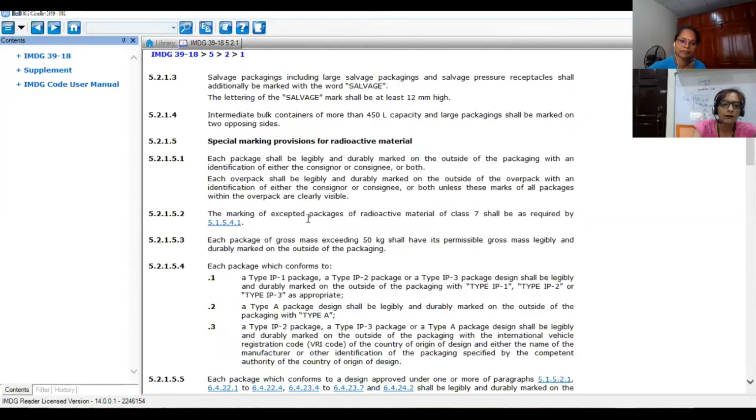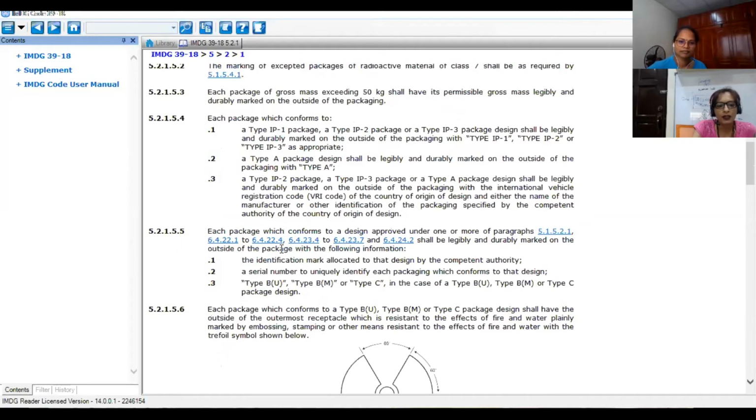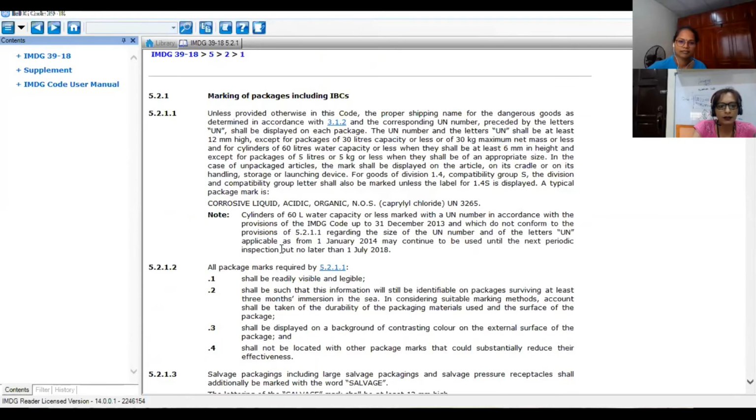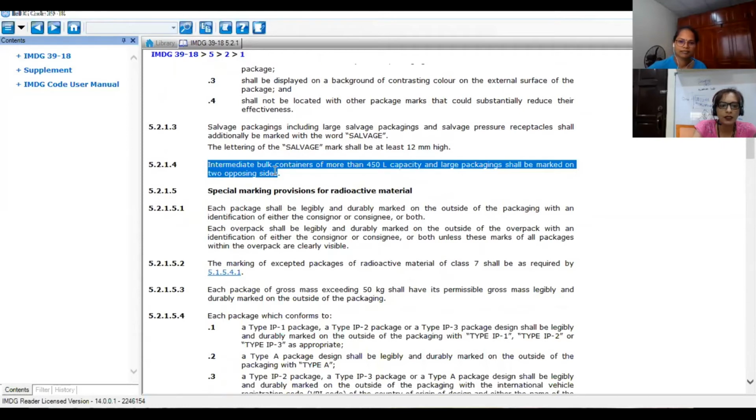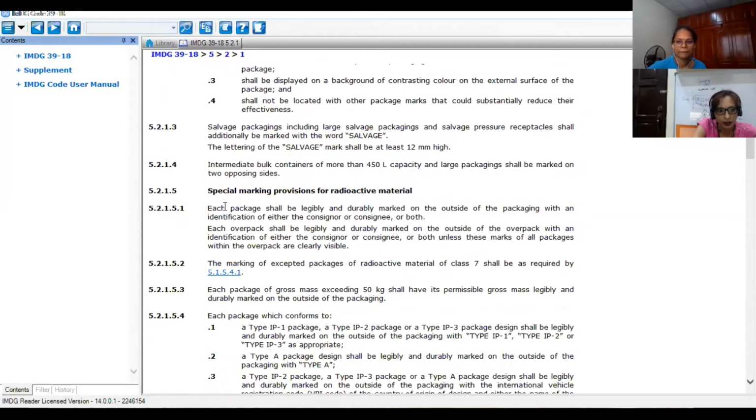So then again, remember that when they spoke about how many sides to mark in this part, they only referred to IBCs, minimum 2 sides. See that? They didn't say overpacks minimum 2 sides. They didn't say packages minimum 2 sides. Let's see if I have some more.